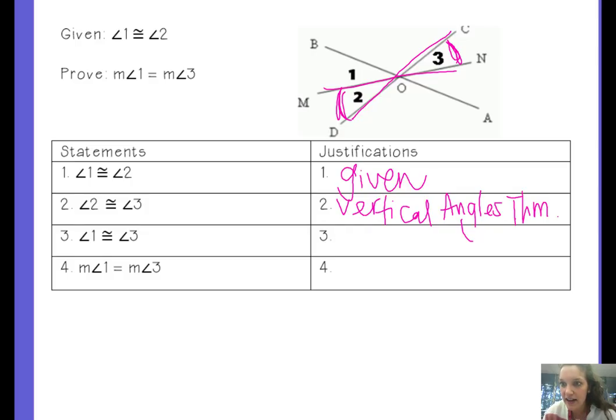And now I have angle 1 is congruent to angle 2. Angle 2 is congruent to angle 3. And then I use 3 colors. 3 starts with the letter T. T for transitive. I can say that angle 1 is congruent to angle 3 by the transitive property.